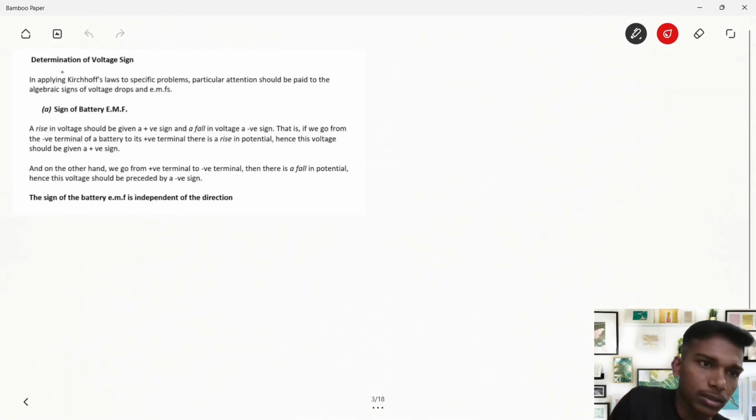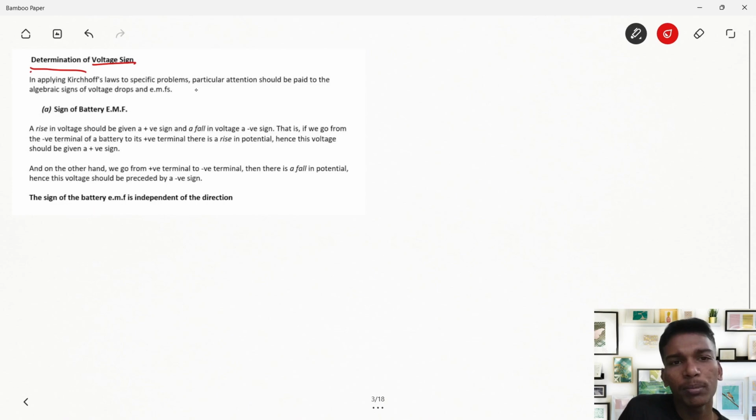Yeah, I have taken these points in this slide. Determination of voltage sign. In applying Kirchhoff's law to a specific problem, particular attention should be paid to the algebraic sign of voltage drops. That's what I mentioned in the last slide. The algebraic signs of voltage drops should be taken care of. Sign of battery EMF: according to KVL, we have the sum of IR plus the sum of EMF.